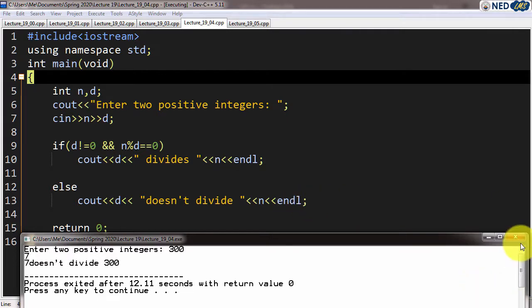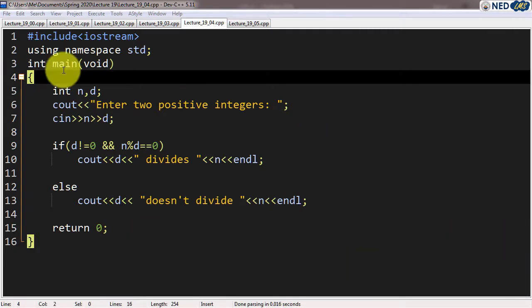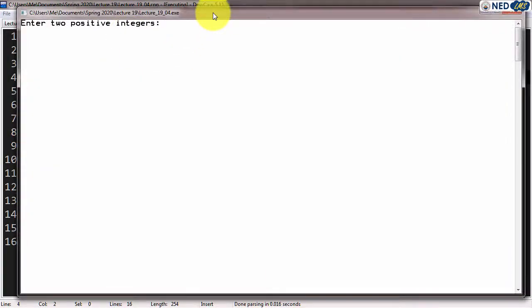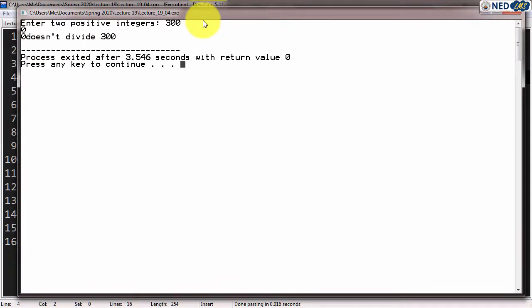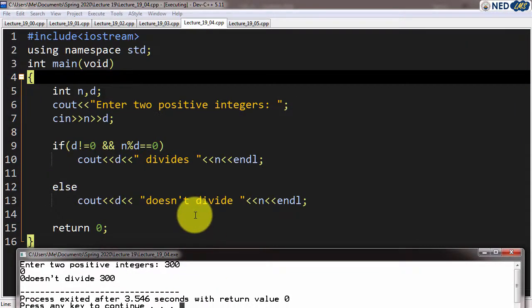Now let's take another example, and let's write 300 0. So it says 0 doesn't divide 300. Now it prevented the program from crashing. Because if I say d percentage 0, so 0 is not equal to 0, this thing is false, and due to short circuiting it did not even evaluate this condition. So this short circuiting actually prevented the program from crashing, because when d is 0, this expression simply did not evaluate. Because if one of the conditions is false and you have an AND operator, you do not need to evaluate the next condition.